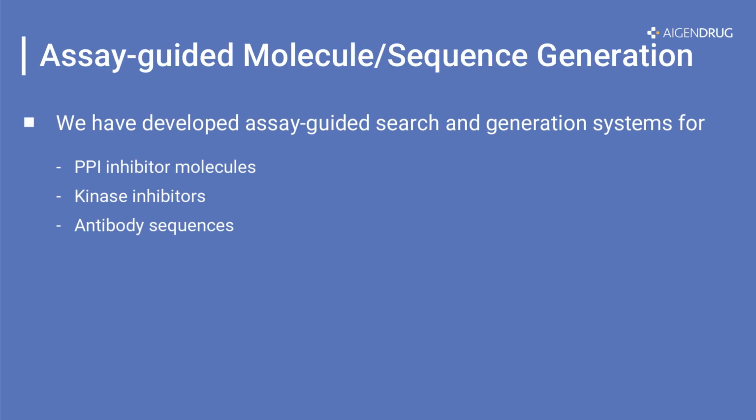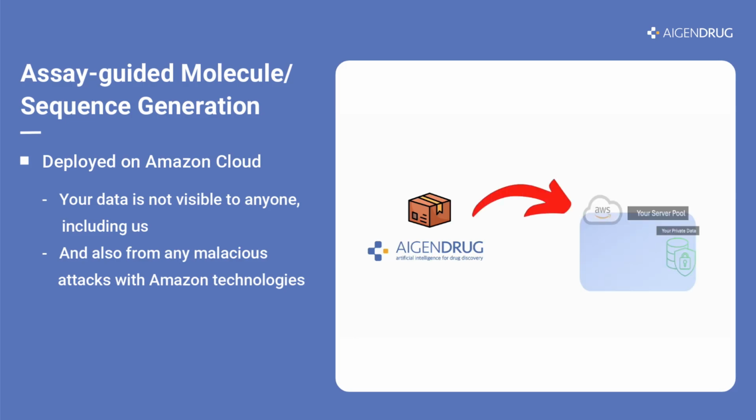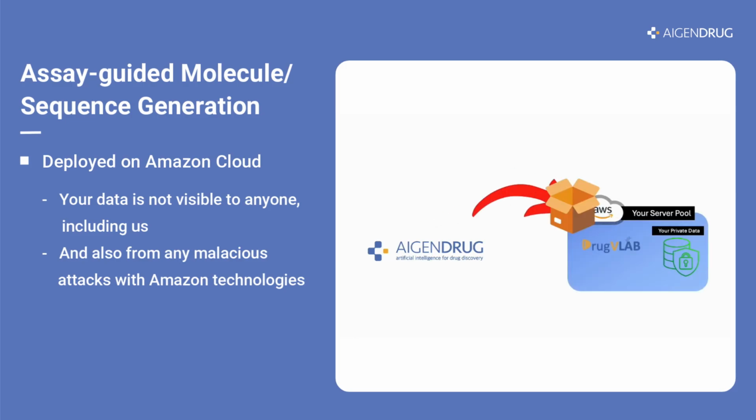We have developed assay-guided search and generation systems for PPI inhibitor molecules, kinase inhibitors, and antibody sequences. Our powerful assay-guided molecule and sequence generation systems are deployed on Amazon Cloud. All you have to do is create an account on Amazon Cloud and copy our pre-configured system images. In this way, your data is securely protected with Amazon technologies.